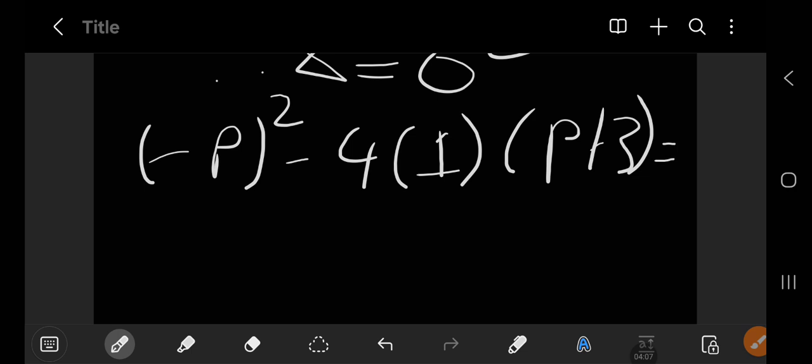So don't be confused, guys. When they say discuss the nature of roots, sometimes they can ask you to discuss the nature of roots, and then they give an equation. There you'd have to solve. You'd have to basically find the value of the discriminant. Don't confuse it with determining the values of a certain variable and stuff.